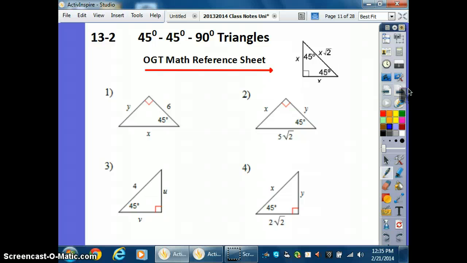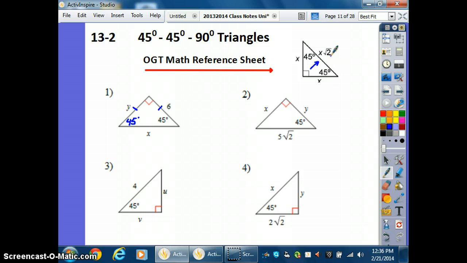This is a right triangle. If that angle is 45, we know this angle is 45. We also know it's isosceles. This leg equals this leg. Remember, this does appear on your OGT chart, your reference page, and they're showing you that these sides are both the same, the legs are the same, and the hypotenuse, the side across from the right angle, is whatever the leg is times the square root of 2.